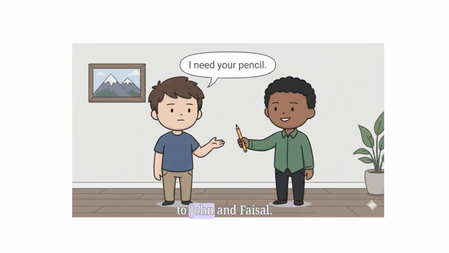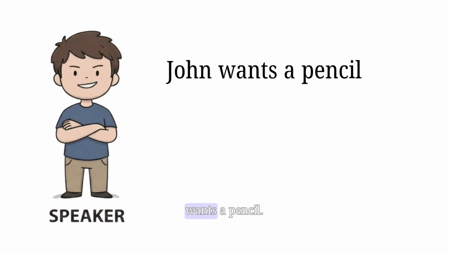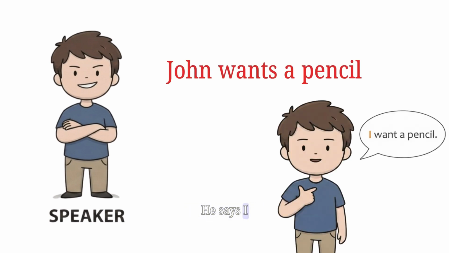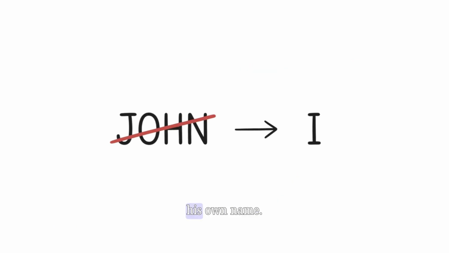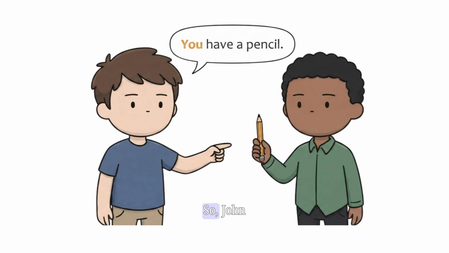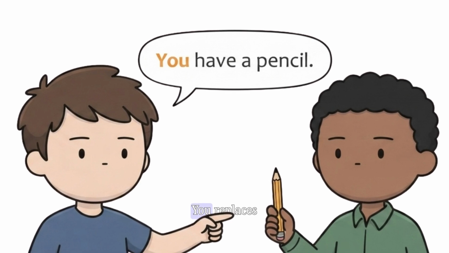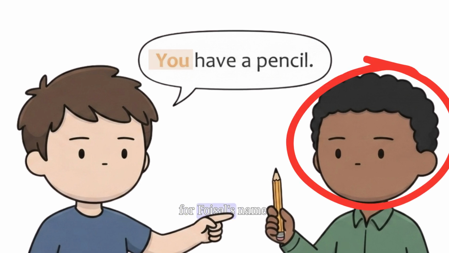Let's go back to John and Faisal. John is the speaker. He doesn't say "John wants a pencil." He says "I want a pencil." I replaces his own name. Faisal is the listener. So John doesn't say "Faisal has a pencil," he says "you have a pencil." You replaces Faisal's name.